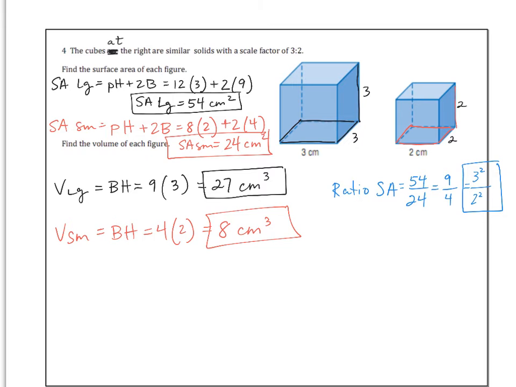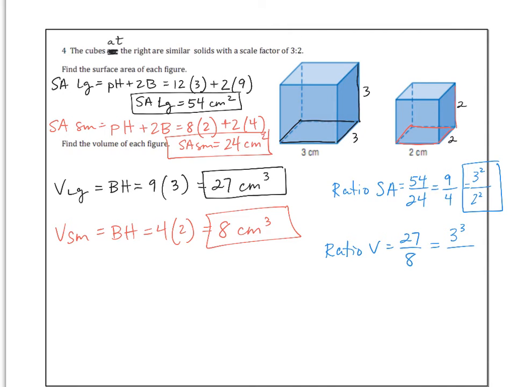Now let's look at the ratio of their volumes. How did their volumes compare? Well, the comparison was 27 to 8. These cannot be reduced. 27 and 8 don't reduce together. But think about the cube root of 27. 3 times 3 times 3. 3 times 3 is 9, times 3 again is 27. 27 is the same as 3 cubed. Or in other words, the cube root of 27 is 3.